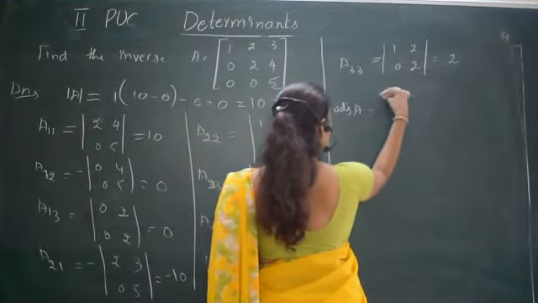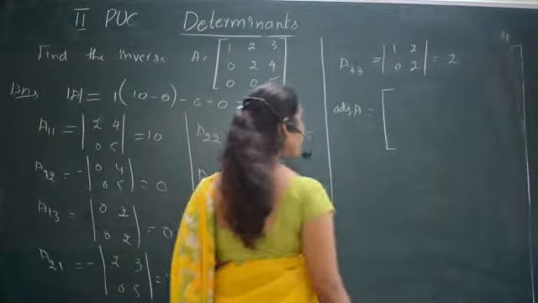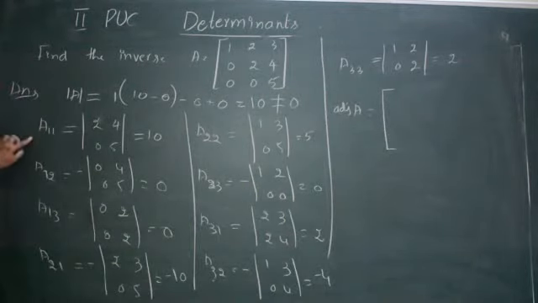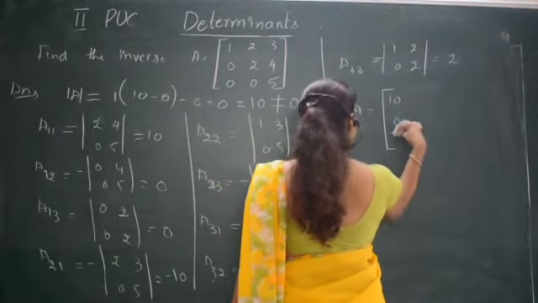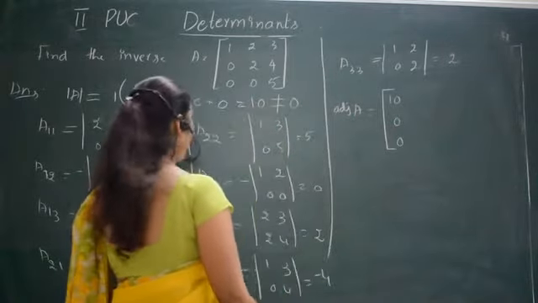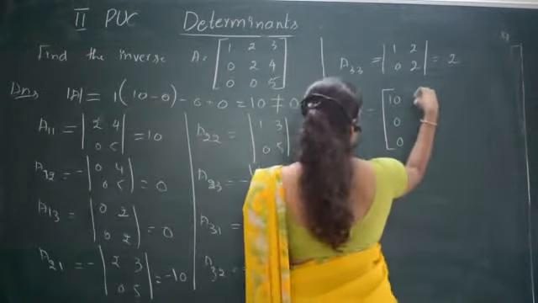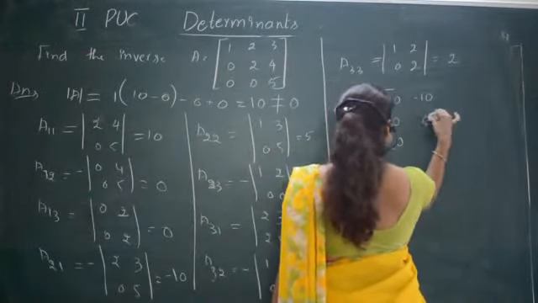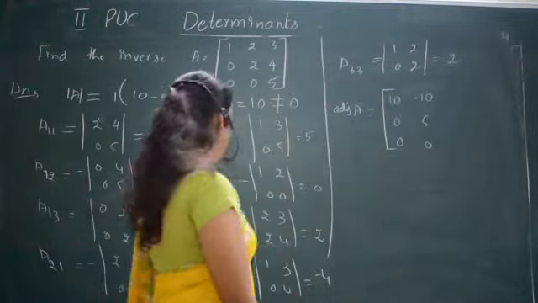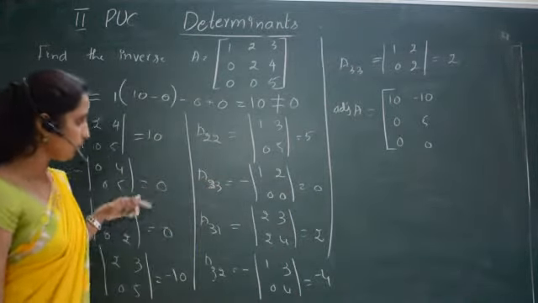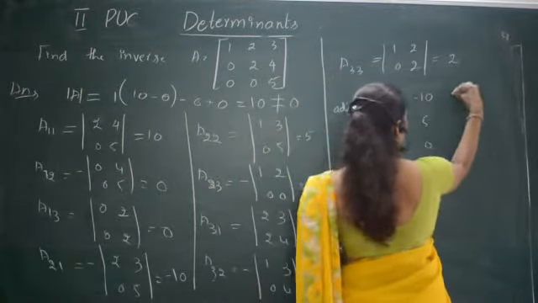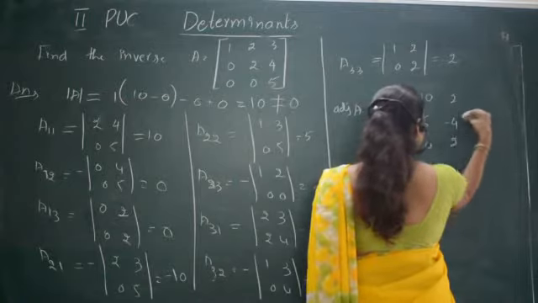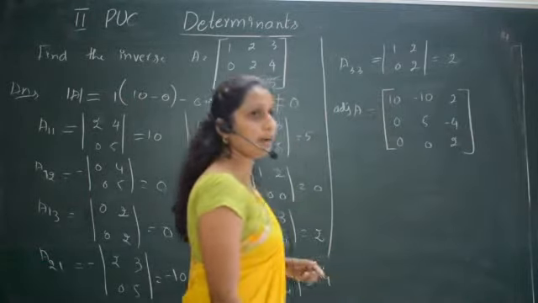is equal to the transpose of the matrix of cofactors. So transposing, the first row becomes the first column. So 10, 0, 0. Then minus 10, 5, 0. Then 2, minus 4, 2. So this is the adjoint of the matrix.